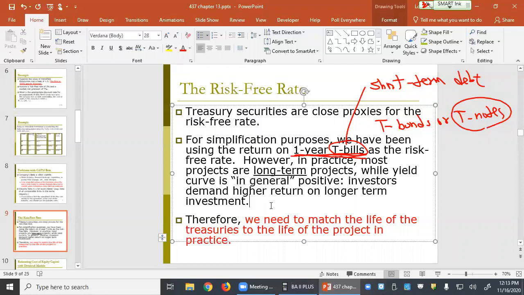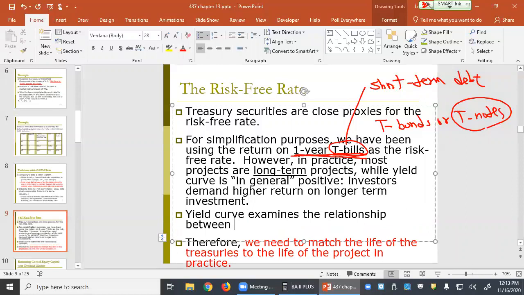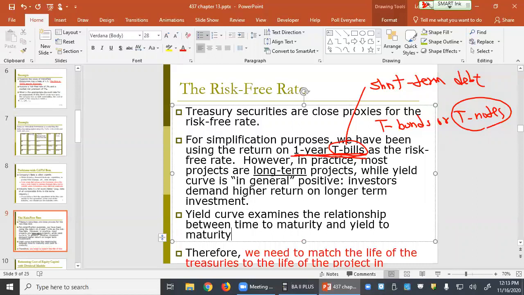So what is the yield curve? Yield curve examines the relationship between two variables, between time to maturity and yield to maturity. Well, this yield to maturity is what? Your R_D, your required return. The yield to maturity is the required return demanded by your bondholders.